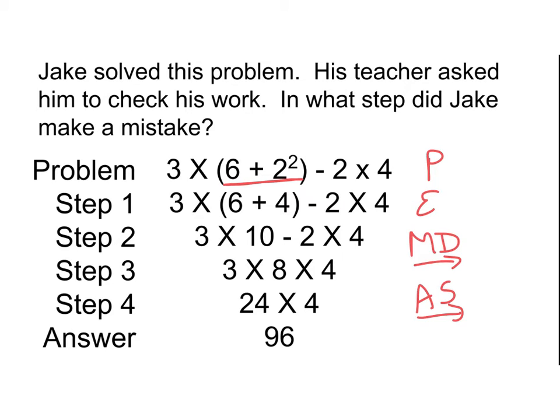So in this case, I need to solve 2 to the second power, which he did. So far, so good. Then I go ahead and solve the parentheses. So he did. Then I go ahead and multiply. Well, in this case, he actually subtracted, because if you see that, he did that first instead of multiplying 3 times 10. So because he did that, then in step 3 is when he made a mistake.